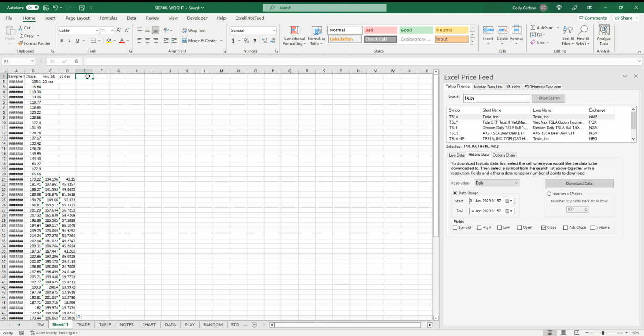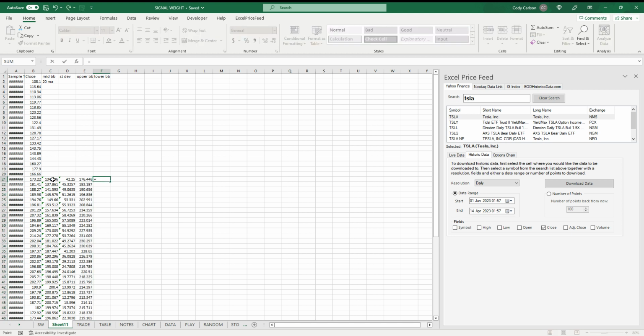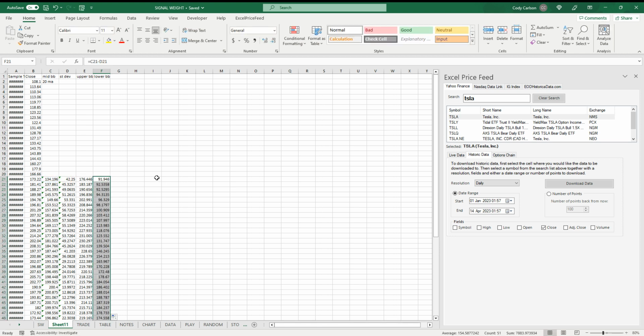Now we can calculate the upper Bollinger Band and the lower Bollinger Band. The upper being the 20 plus the standard deviation and the lower being the 20 minus the standard deviation. So to get the upper, we're going to say equals our 20 moving average, mid BB, plus standard deviation. And then to get the lower, we're going to say equals the mid BB minus the standard deviation. That's going to be our upper and lower bands.